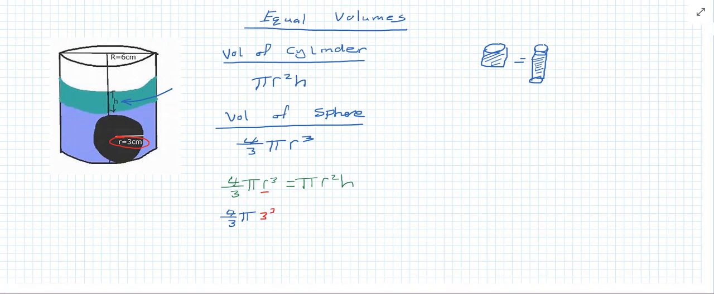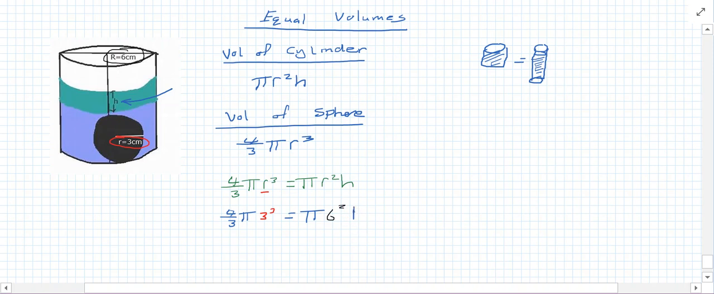And then if we have a look at here, we have pi, so let's just keep this in blue, is equal to pi times the radius of the cylinder. So the radius of the cylinder is this guy here. So it's 6 squared times the height. Okay, and the height is unknown. We don't know what it is, and that's what we want to try and work out.